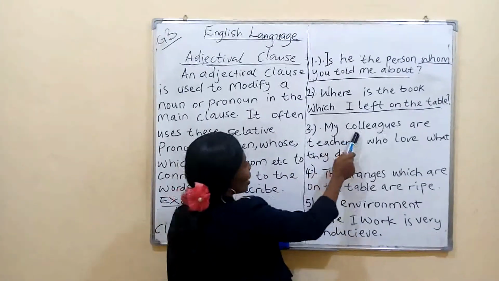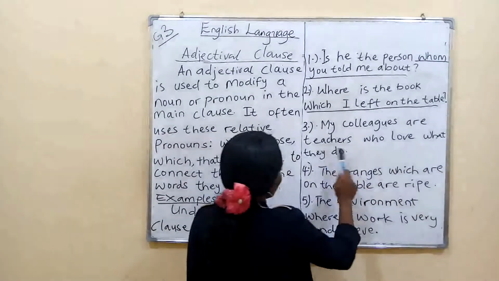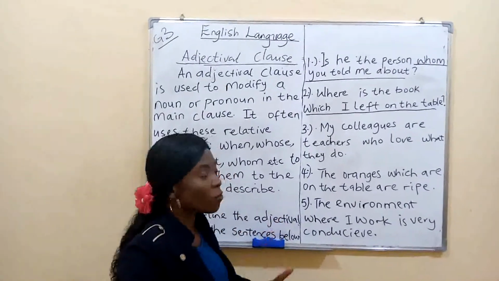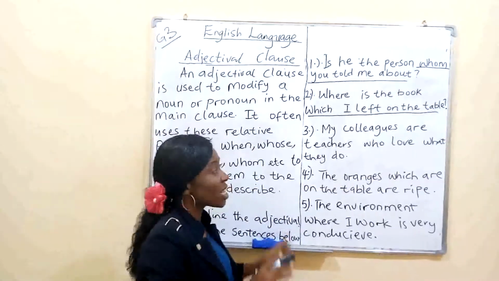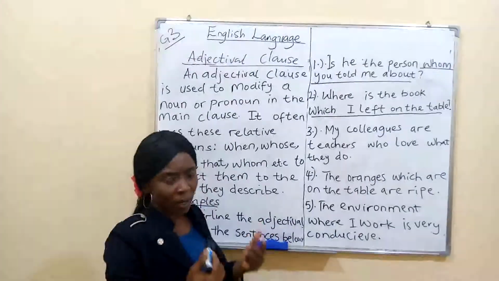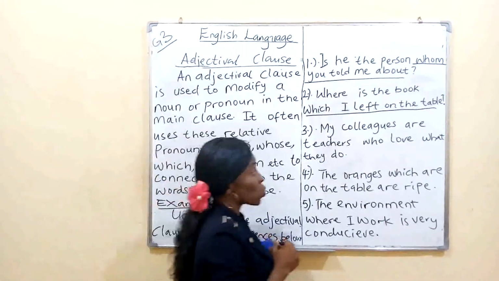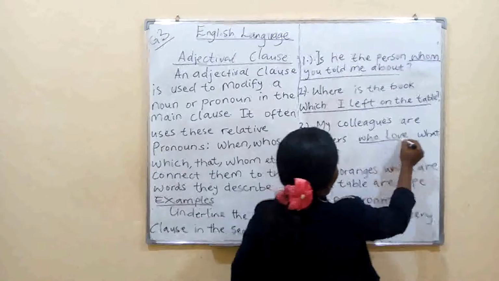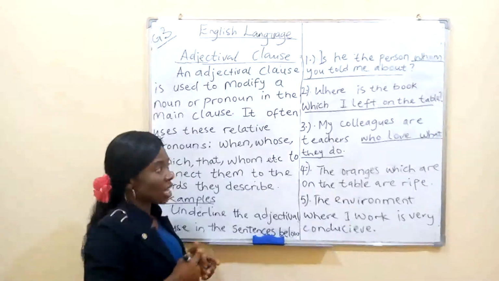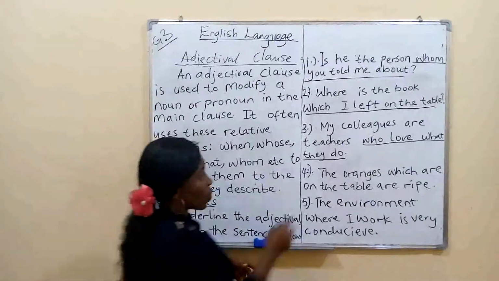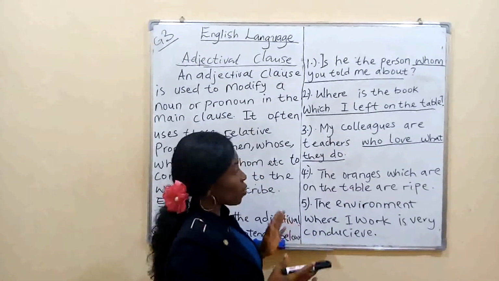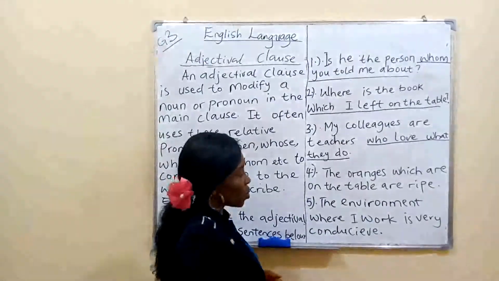Number 3, my colleagues are teachers who love what they do. Who are my colleagues? They are the ones who love what they do. They are not just teachers, but the teachers. So I'm using this who love what they do to further describe who my colleagues are. They are not just teachers, but those who love what they do. So we start here. I hope you are taking note of the words that are used to connect this adjectival clause to the words they describe. So we have whom here, we have which, we have who. These words are used to further explain or describe these nouns or pronouns.